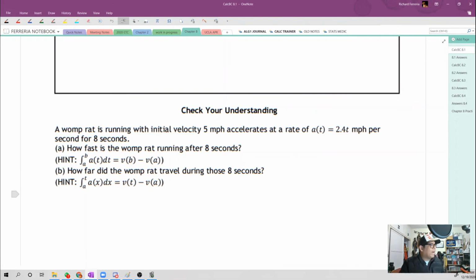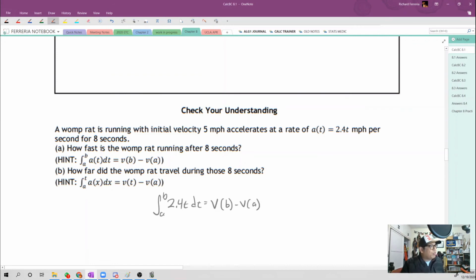We've got a womp rat running with an initial velocity of 5 miles per hour, accelerating at a rate of a equals 2.4 miles per hour for 8 seconds. So the question is, how fast is the womp rat running after 8 seconds? We get a nice hint here that the integral of the acceleration function is velocity b minus velocity a. So let's take that hint and go for it.